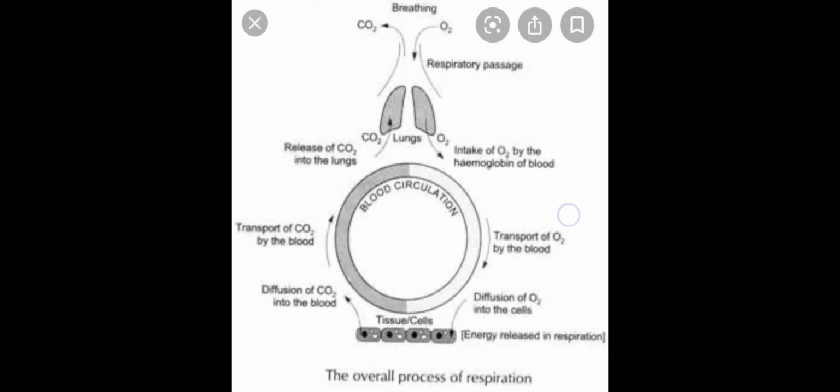In this year's board exam, this was the question for 5 marks: discuss in brief the mechanism of respiration. If you have any query or any doubt, you can put your query on call.